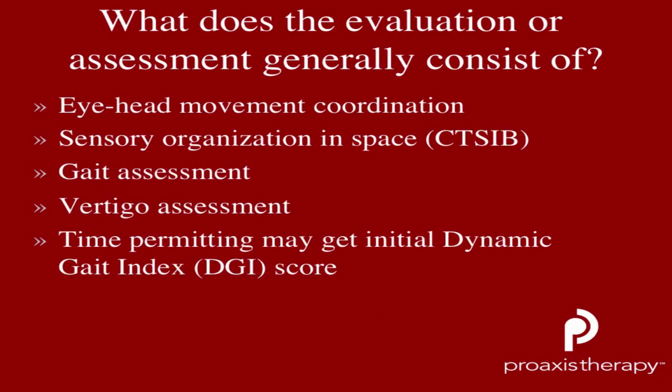There we go. Eye-head movement coordination type activities. We're going to look at what's called the CAT-SIB, or sensory integration and balance. And that's basically putting you on foam so you're not on a firm surface and seeing what happens, taking away your vision, those kind of things, and see what road that leads down. Obviously looking at a gait assessment.